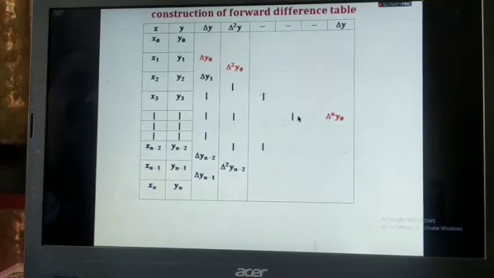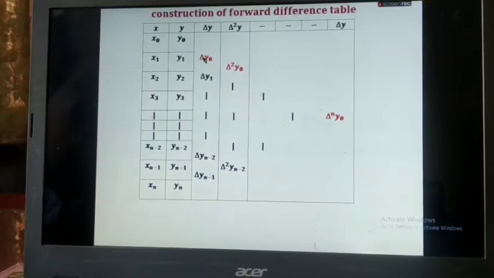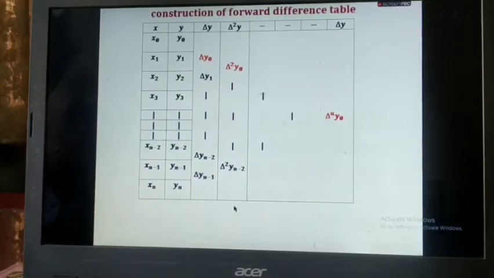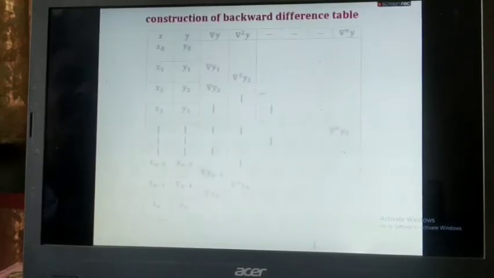One by one, a term reduces from the upper side and the lower side, and we approach delta raised to n y, which is delta raised to n y0. So this is the forward difference table. These elements, delta y0, delta square y0, up to delta raised to n y0, are called the leading forward differences. In the same way, we can construct the backward difference table.